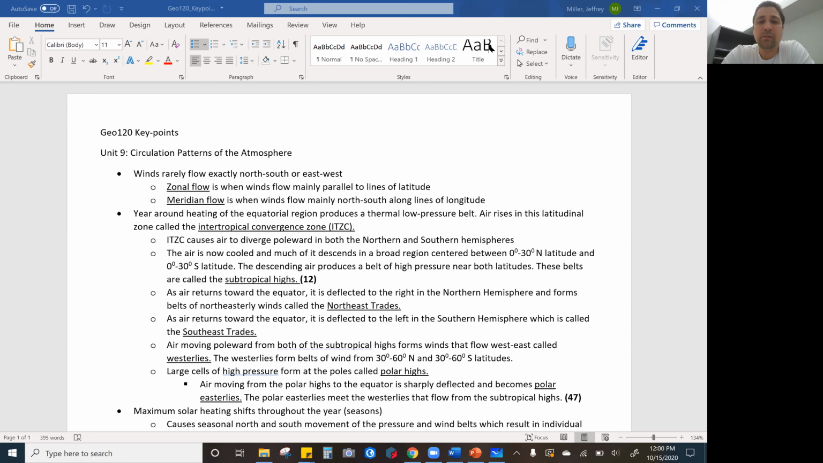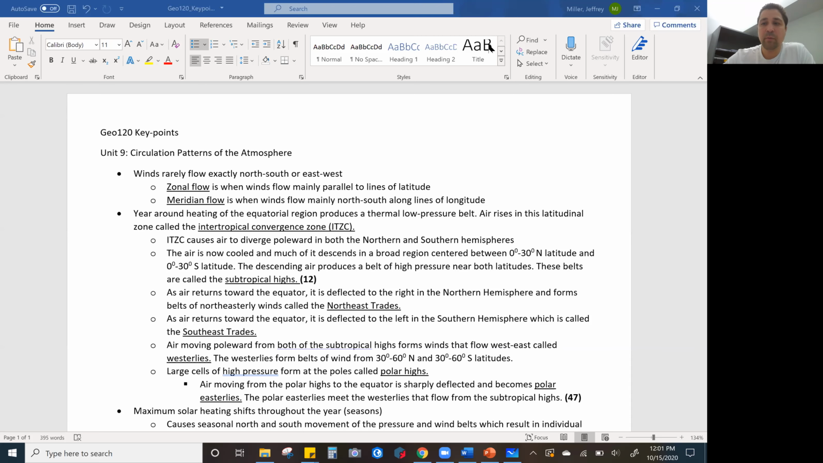This is Unit 9, Circulation Patterns of the Atmosphere, where we will explore how the air in the atmosphere circulates throughout the Earth. One of the main purposes of circulation is to redistribute heat, to make life habitable at various latitudes on Earth. So we're going to explore that a little more here with this idea of circulation patterns.